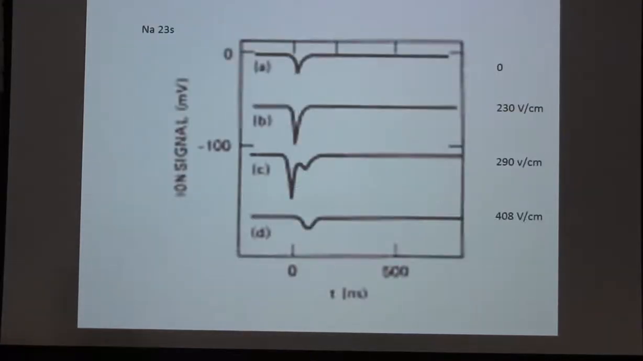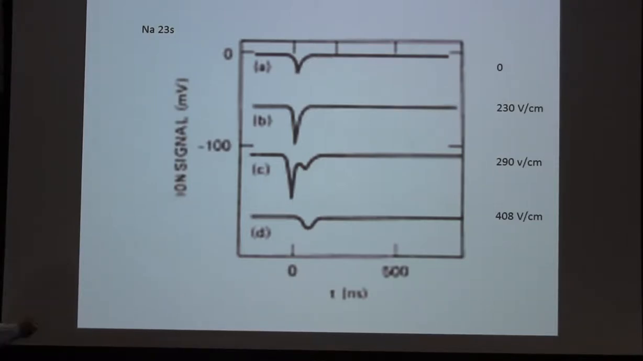So what you see is just shown here. It's not out of focus. It's just, if you take things out of Phys Rev, and they're more than, I don't know how many years old, so with no field, this is the 23S signal, and at 230 volts per centimeter, nothing's happened. At 290 volts per centimeter, you can see the ions showing up later. At 408, everything's ionized. So it's either in the initial state or it's gone.